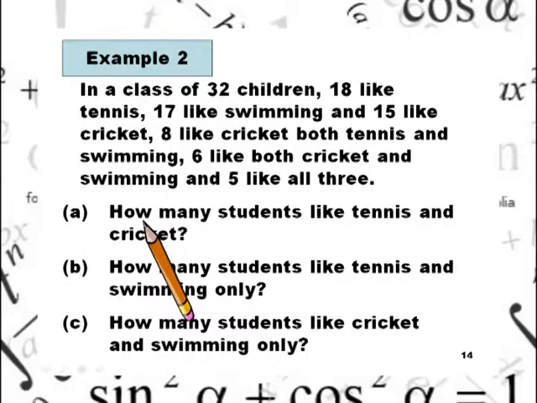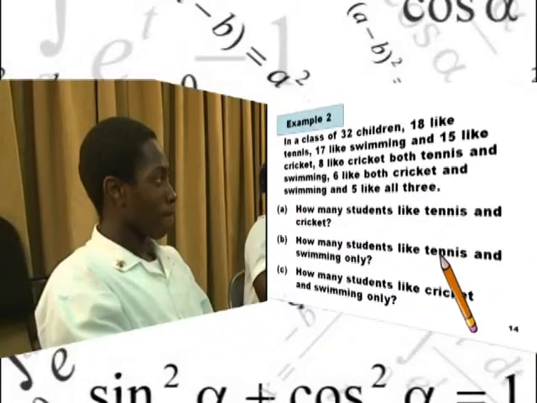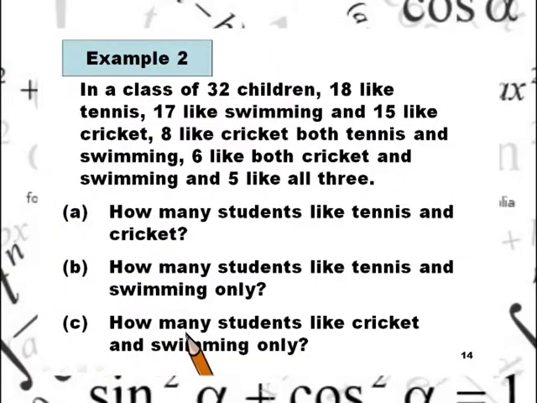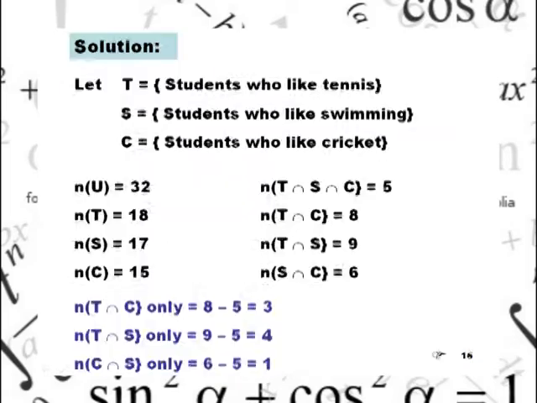A. How many students like tennis and cricket only? B. How many students like tennis and swimming only? C. How many students like cricket and swimming only? Solution. Let T equal the set of students who like tennis, S the set of students who like swimming, and C the set of students who like cricket.